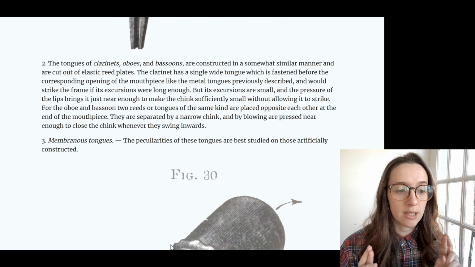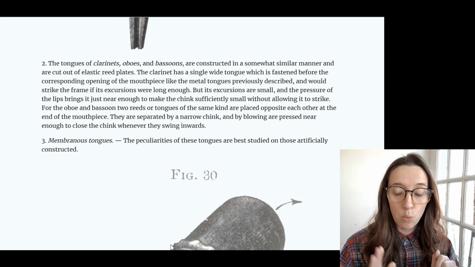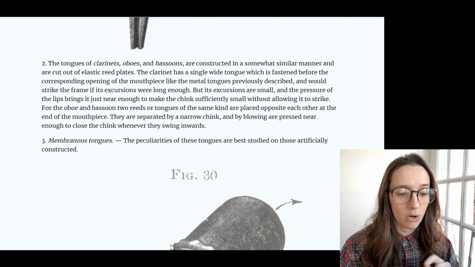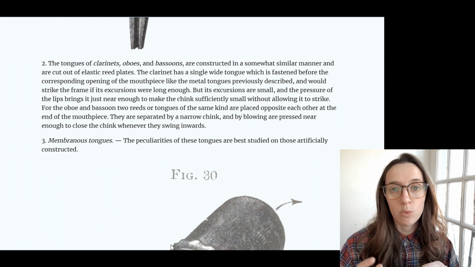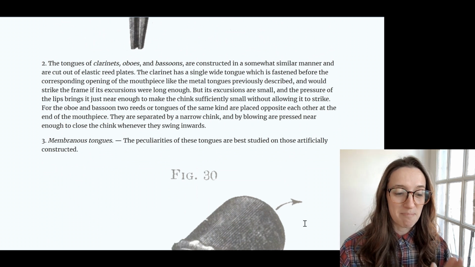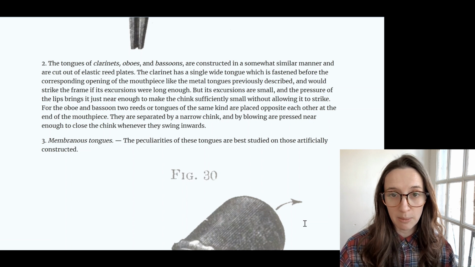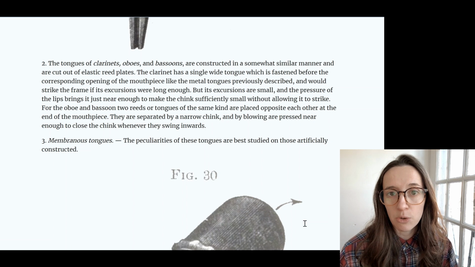Number 2 is the tongues of clarinets, oboes, and bassoons. Clarinets have 1 reed vibrating against a mouthpiece, and oboes and bassoons have a double reed which opens and closes. And number 3 is membranous tongues, and this includes your lips when playing a brass instrument and your vocal cords themselves when singing or speaking.